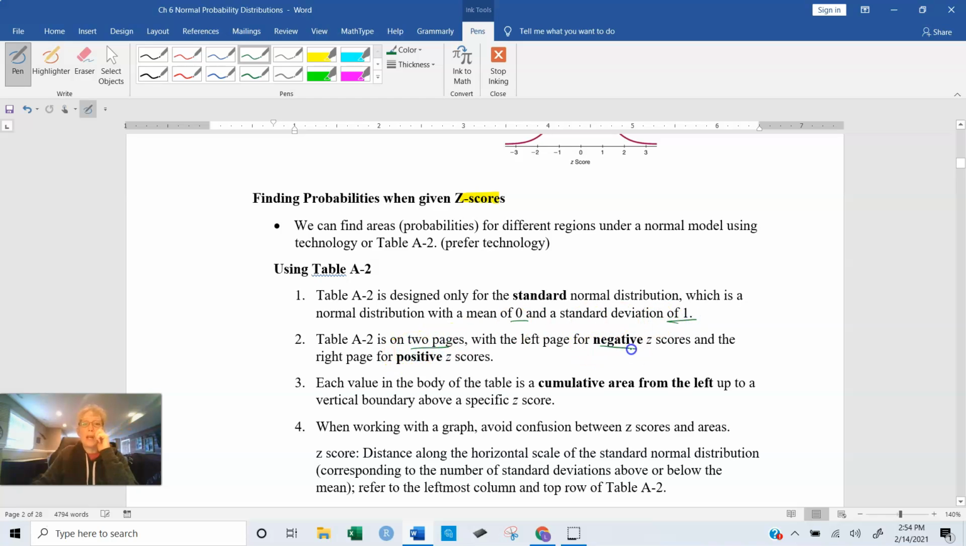If you look, you have a negative side and you have a positive side. There's a bunch of numbers on it. So down the side should go like negative 3.4, 3.3, all the way down to 0. And then your positive has the same thing.